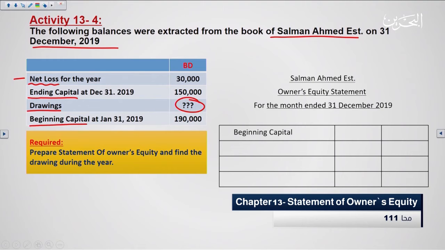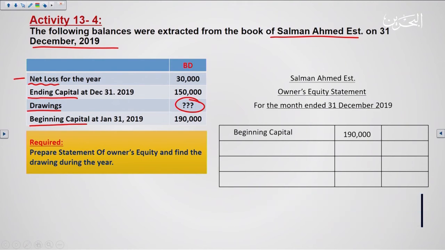First, I will write down the beginning capital, which is 190,000 BD. Then I will write down the net loss, because unfortunately here we don't have any investment that will increase our capital, but we have only net loss. And I write it here with the minus because it is going to decrease the capital. It is equal to 30,000 BD. And we have the drawings, which is also going to decrease the capital. And this figure is missing. We will find out how we will calculate it now. Then they give us the ending capital, which is equal to 150,000 BD.